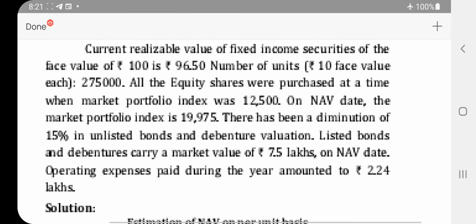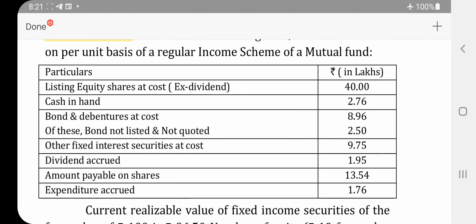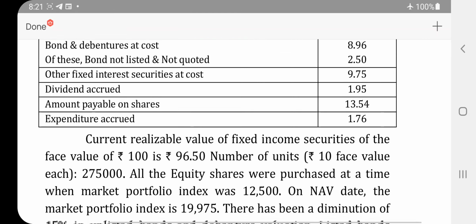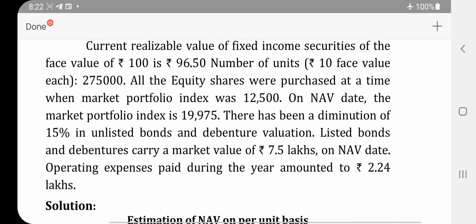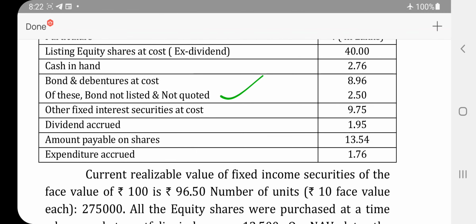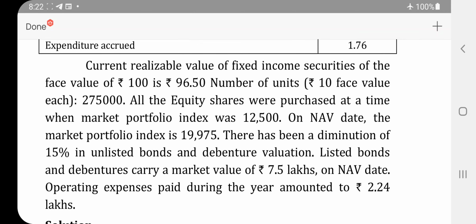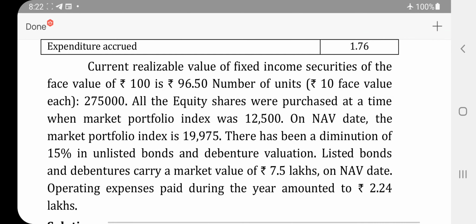Next we have to take the cash in hand. As it is, there is no adjustment, there is no special information regarding cash in hand, right? Only the amount 2.76, just as it is, we need to take while calculating. Bonds and debentures not listed, rupees 2.50. As I said, the bonds and debentures not listed, they have given here 2.50, and additional information they gave, as I discussed earlier, that there has been a diminution, which means a decrease, of 15% in unlisted bonds and debentures valuations.